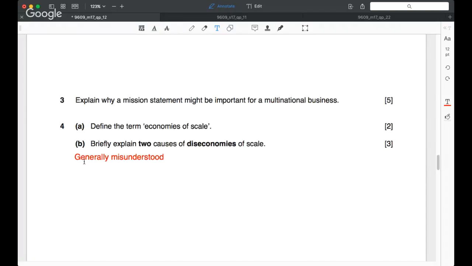Diseconomies of scale is the exact opposite of economies of scale, and primarily can be laid at the door of poor communication, poor operational efficiencies, and poor coordination throughout the business. It's when the operational process becomes inefficient and it actually creates cost rather than saves cost. This understanding is the opposite of the economies of scale.